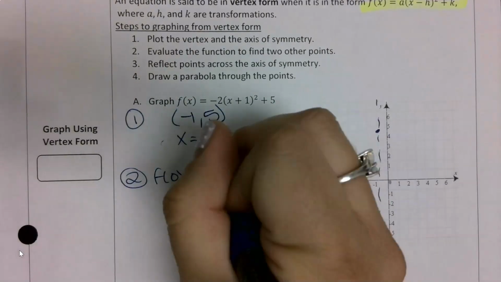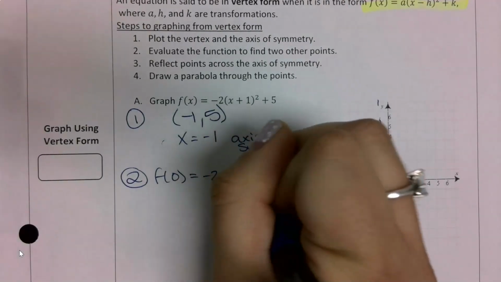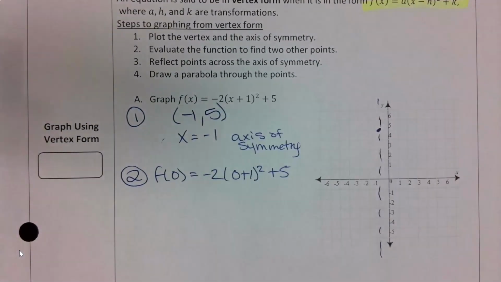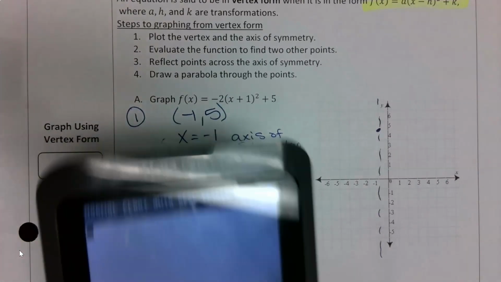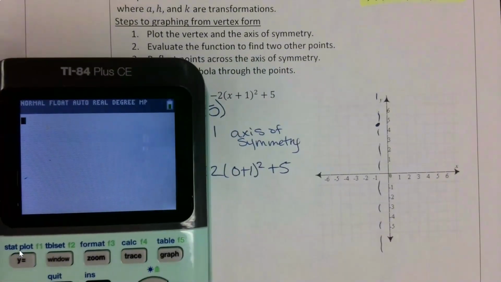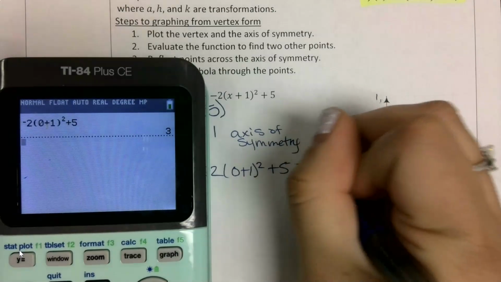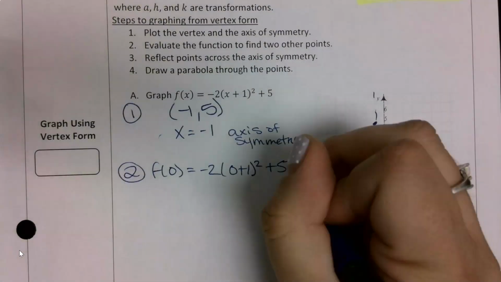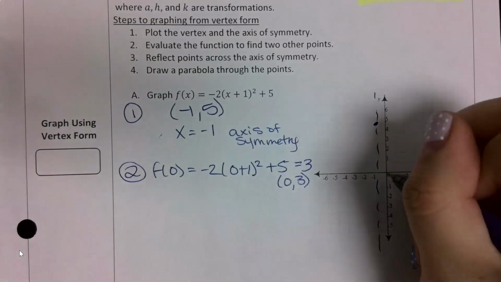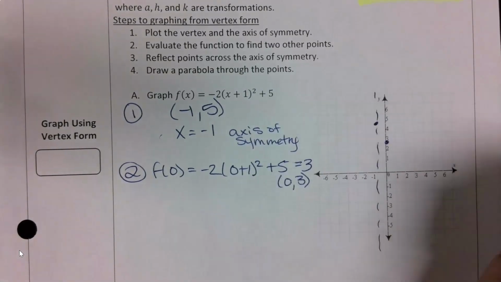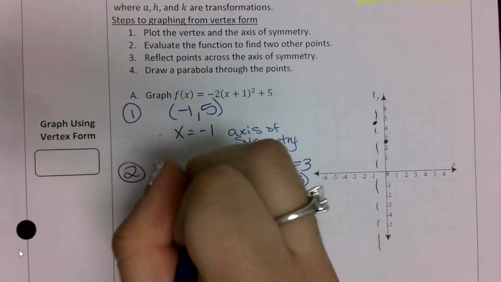I have f of 0 equals negative 2 times (0 plus 1) squared plus 5. I can go ahead and type this all into my calculator, just the right side of my equation. So I have negative 2 times (0 plus 1) squared plus 5, which gets me 3. So this point that I want to graph is going to be 0, 3. Right here. And then my next point to the right is going to be positive 1.